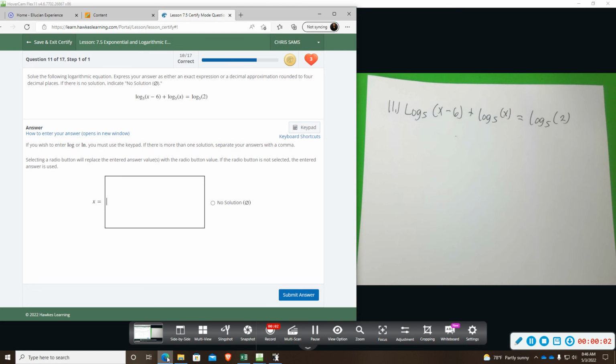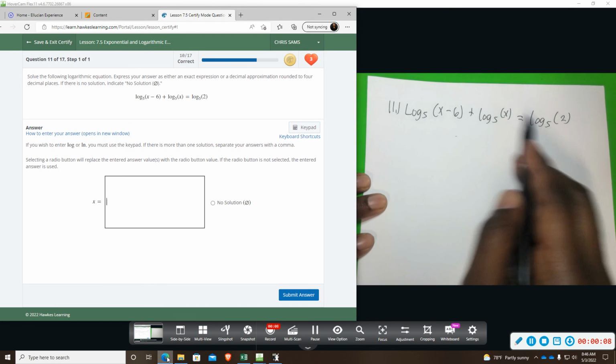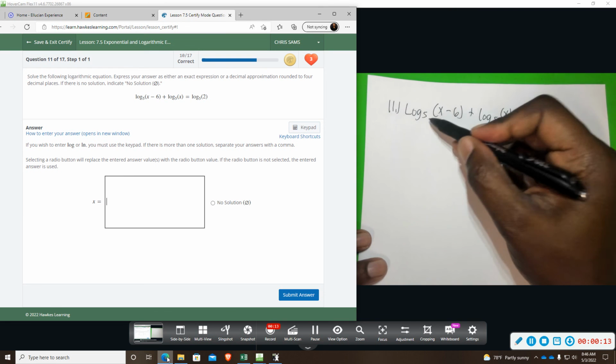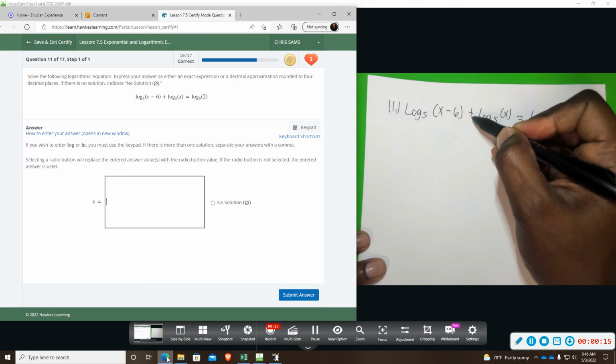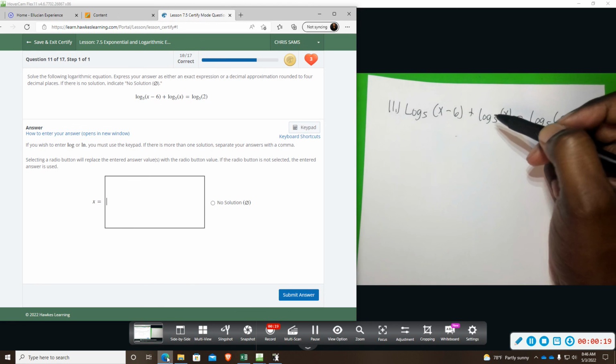All right, problem number 11. We got another log equation. Notice they all have the same base, so we can use properties of logs to simplify and combine. When you add logs with the same base, you can write it as multiplication. So we're going to do that with this left side.